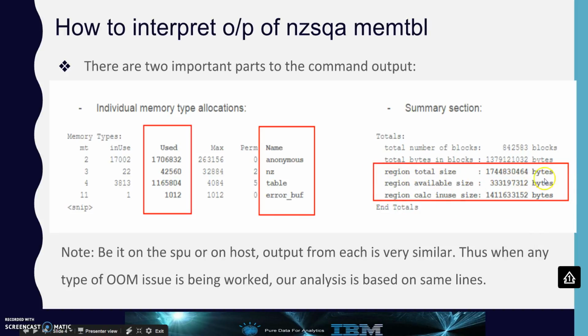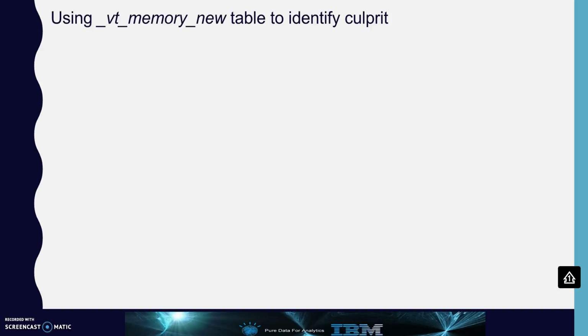Region total size is the total size of shared memory. Region available size is how much memory is available at that point in time. Region in use size is the total memory that is currently being used. Note that be it on the SPU or on the host, the output is very similar. Thus, when you are looking at the type of out-of-memory, our analysis is based on the same lines.